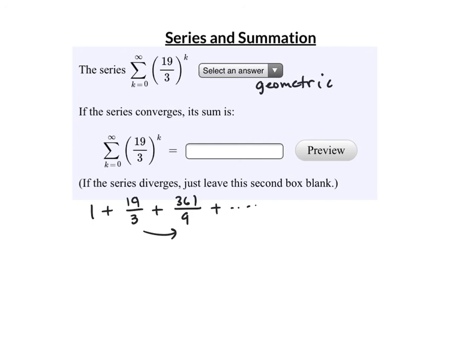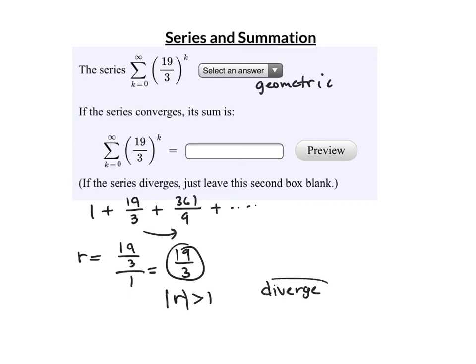The question here, does this diverge or converge? Well, the common ratio, current divided by previous, is 19/3 divided by 1, which is 19/3. Notice how your r here is greater than 1, and it's the absolute value of r. It's greater than 1, so therefore this thing will diverge, meaning it doesn't converge on a single number. It goes to infinity.